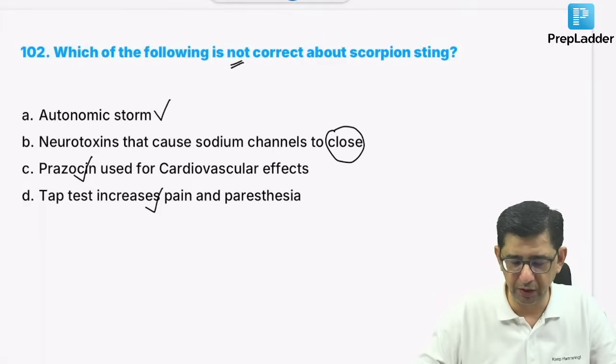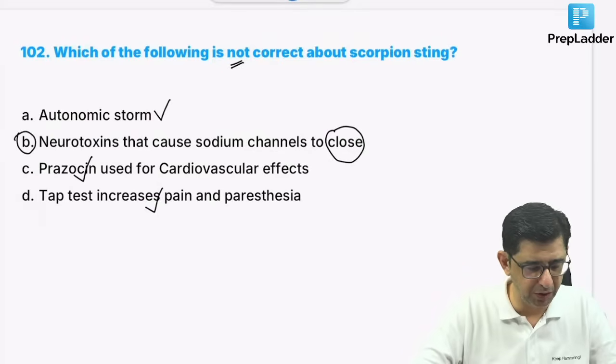But then it says it causes sodium channels to close. The wrong thing here is that it is written sodium channels to close. It is a persistent depolarization that is happening. So the answer for this would be option number B.